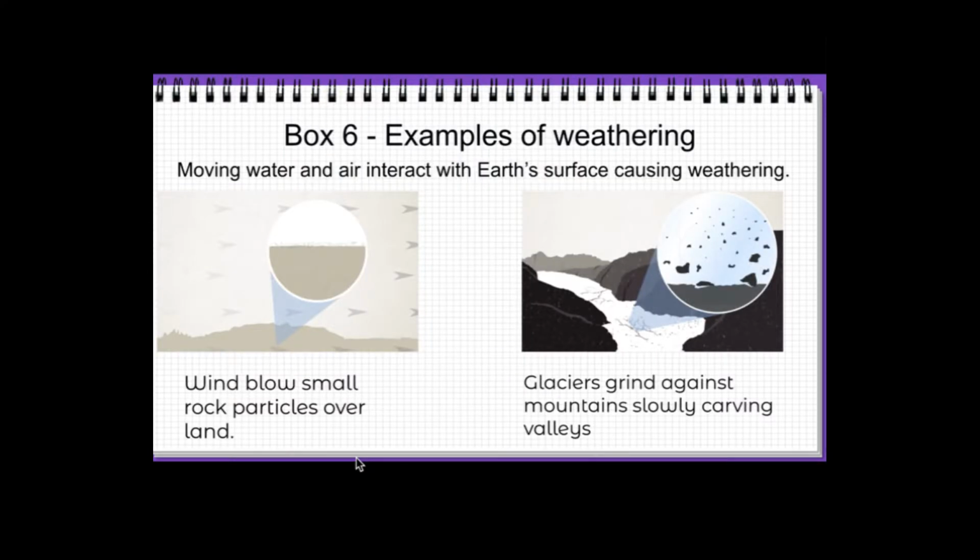So what are some examples of weathering? Moving water and air interact with Earth's surface, causing weathering. Remember, weathering is breaking down of rock into smaller and smaller pieces. The wind blows small rock particles over land. And this glacier right here grinds against mountains, slowly carving valleys.